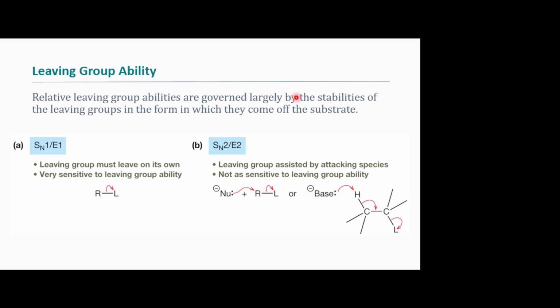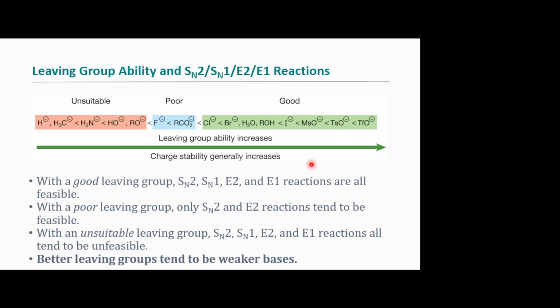Okay. For your SN2 E2, the leaving group assists the attacking species. It's not as sensitive to that leaving group's ability. Though remember that it still is half the equation, right? It's still part of the equation. Okay. And so the strength of your nucleophile, the strength of your attacker, the strength of your base is going to be one factor in the SN2s, E2s, and the ability of your leaving group to leave is going to be the other. Okay? But significantly less impactful in SN2 and E2.